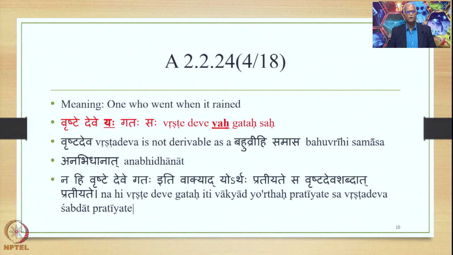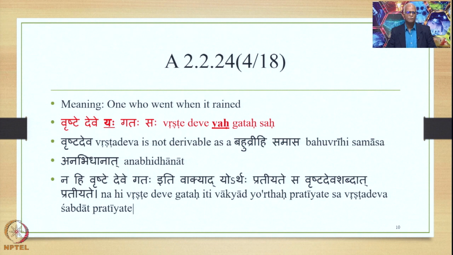Now, here is a peculiar case. When the meaning is one who went when it rained, vṛṣṭe deve yaḥ gataḥ saḥ. In this case, the traditional commentators argue that vṛṣṭe and deve are both in the same vibhakti, saptamī vibhakti, and both of them do not refer to themselves; they refer to something else outside the compound, that is the head, that is anya padārtha.